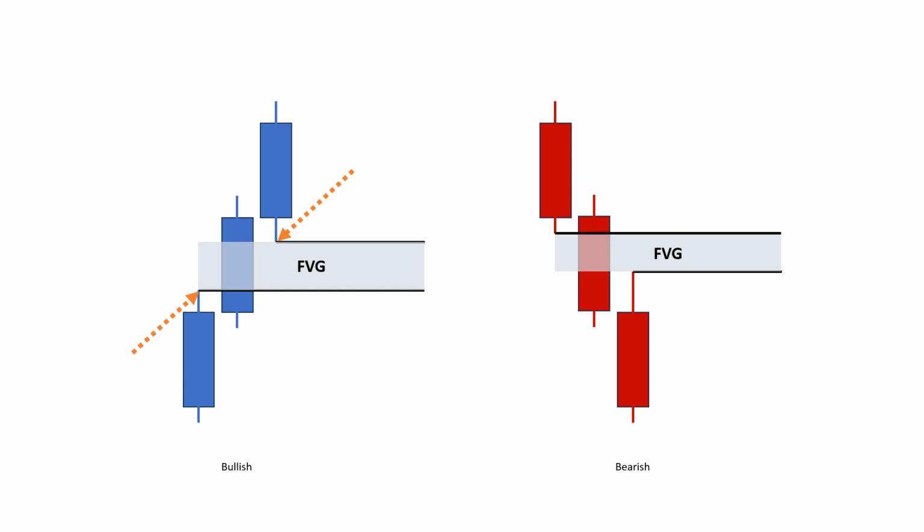And in a bearish market, which is the second chart, the first candle's low does not overlap with the third candle's high. All right, as you can clearly see, the first candle's low does not overlap with the third candle's high. So in short, what I'm saying is the first and third candle are not supposed to touch. There's supposed to be a void or space. What is formed in between is what is called a fair value gap.